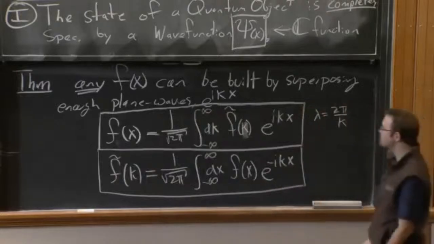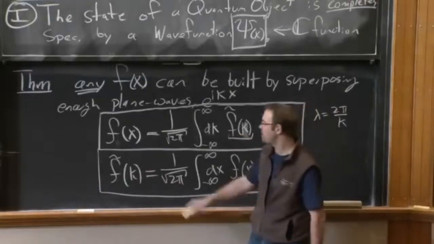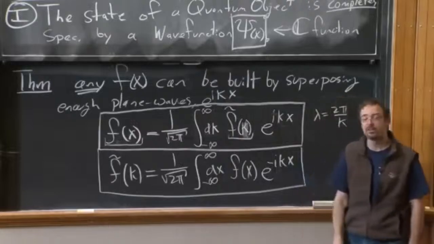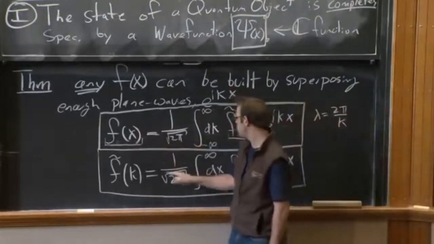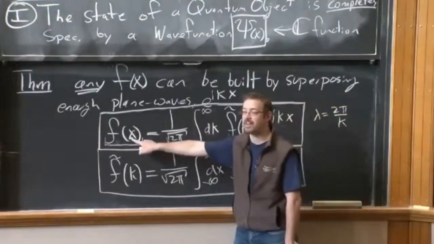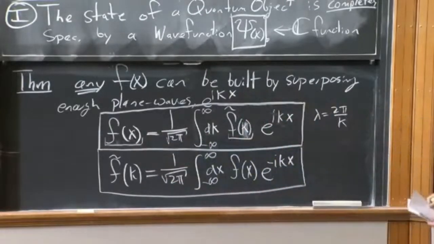Okay, and here's something absolutely essential. f tilde of k, the Fourier transform coefficients of f of x, are completely equivalent. If you know f of x, you can determine f tilde of k. And if you know f tilde of k, you can determine f of x by just doing a sum, by just adding them up. Okay?